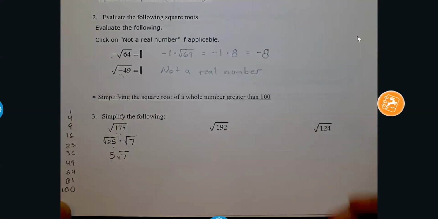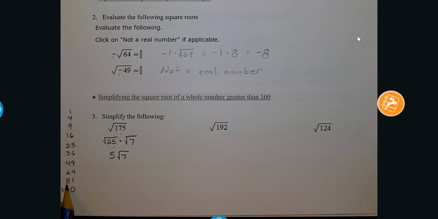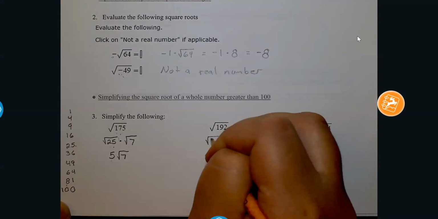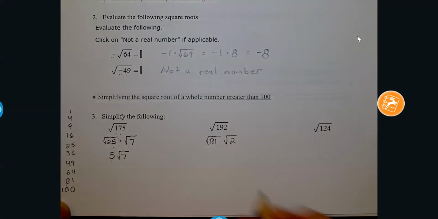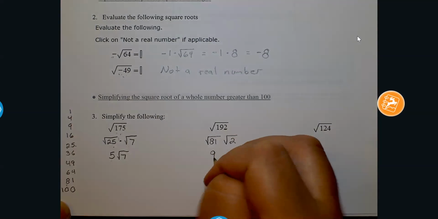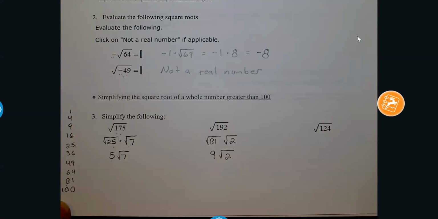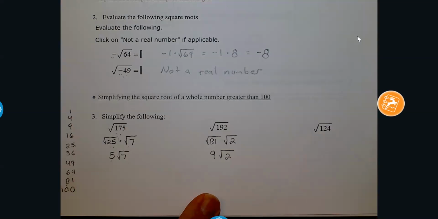Okay, let's go over to the square root of 192. The square root of 192, if you look down the list, 81 actually goes into it evenly. Okay, so we're going to make this the square root of 81 times the square root of 2. The square root of 81 is 9, so 9 times the square root of 2. And the square root of 2 can't be simplified any further. Okay? Now we go to the square root of 124.